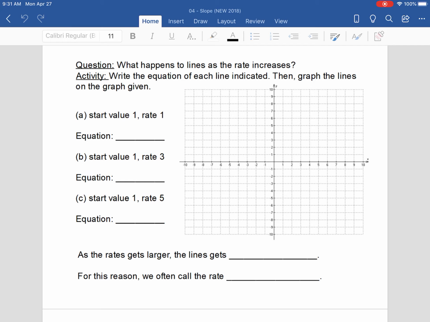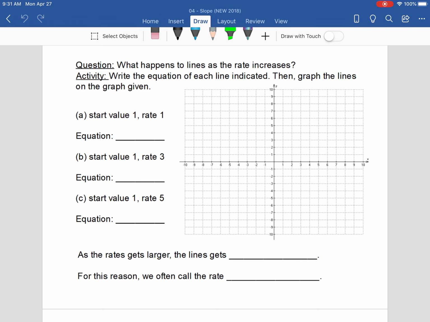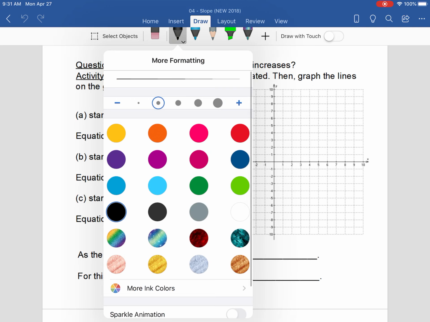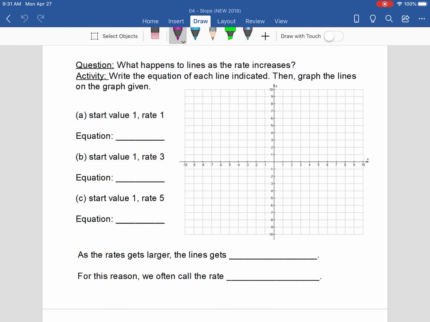To look at this a little more closely, we want to talk about what happens to lines as the rate increases. And that might be obvious to you as soon as I say that, but I want to walk through it. So it says write the equation of each line indicated, then graph the lines on the given graph. So it says start value and rate 1 and 1. So let me just get a pen going here.